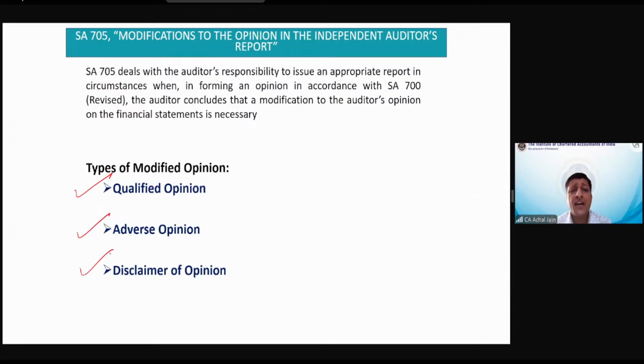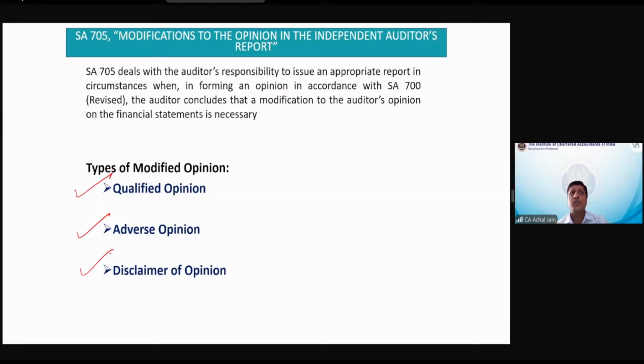So we can say there are three types of modified opinion. What are those? Qualified opinion, adverse opinion, and third is disclaimer of opinion. So we have these three types. And for these three types of opinions, there are three different scenarios that we need to look into.